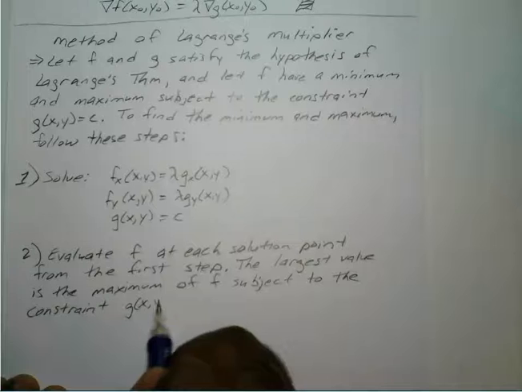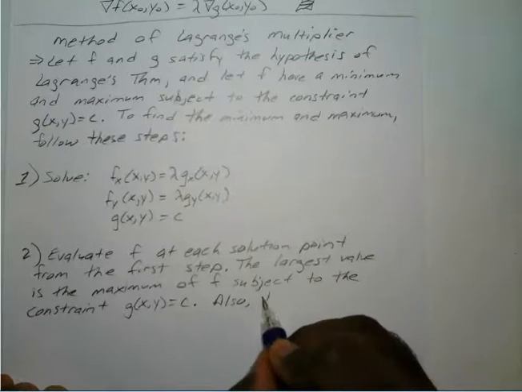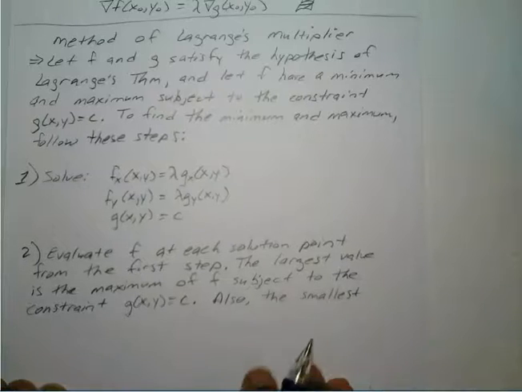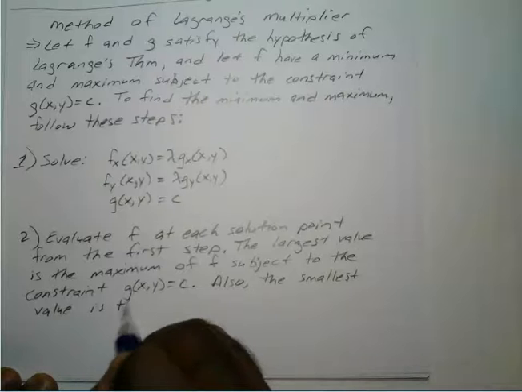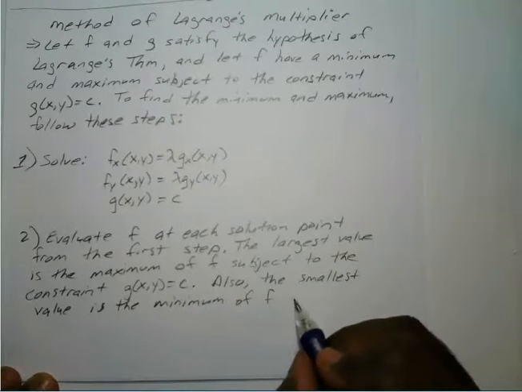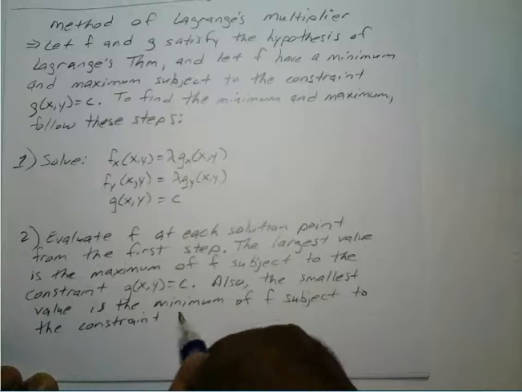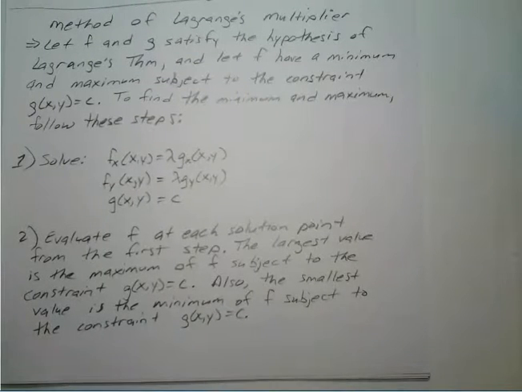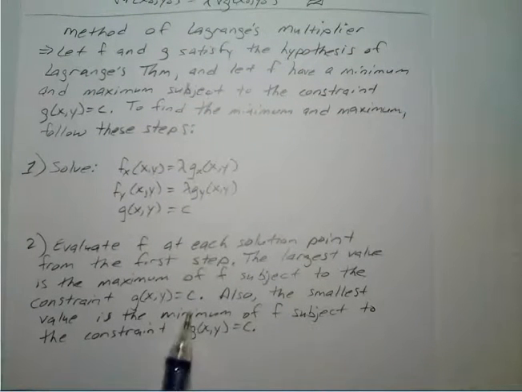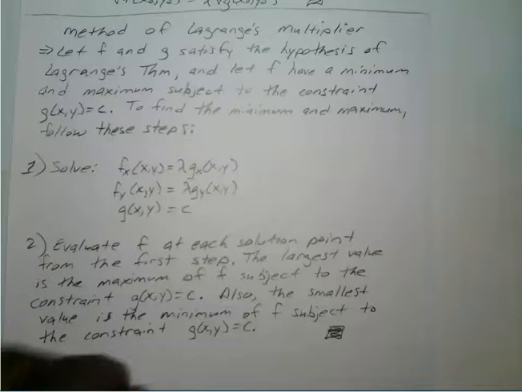And our constraint, in case you forgot what the constraint was, is g of x, y equals c. Also, the smallest value is the minimum of our function, subject to the constraint. Okay, so whatever that constraint is, our f value will be the maximum or minimum. All right. If you are still writing, feel free to press pause, but we're going to go ahead and jump to our first example.